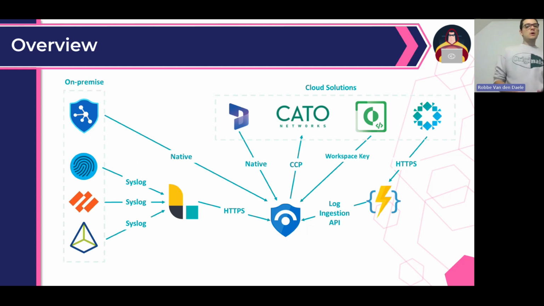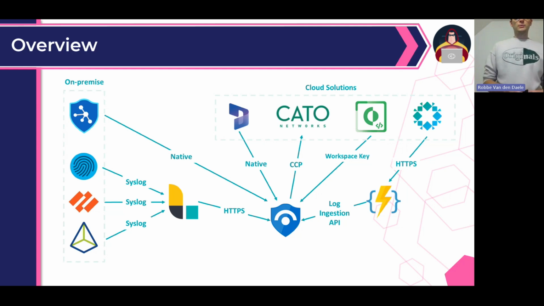This is an overview of different data sources integrated with Microsoft Sentinel. So at the left-hand side, we have, for example, Defender for Identity. This is a native connector, so we just use the native connector. Then you have another set of on-premise network appliances. On these you cannot install an agent, so we use Logstash as a syslog forwarder.